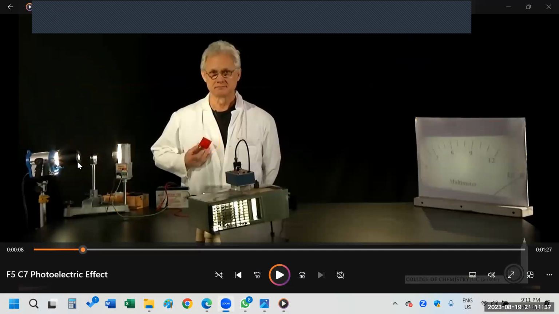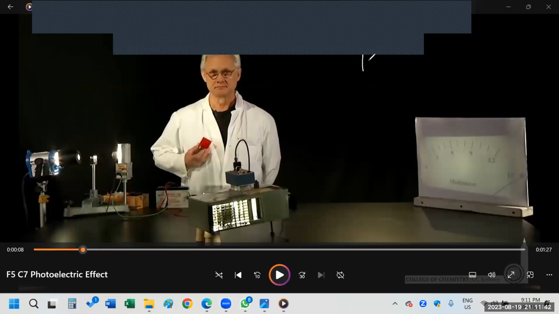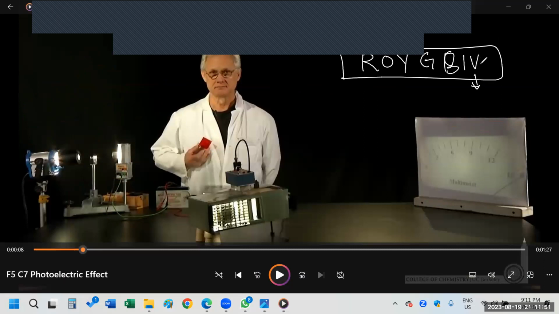Okay, so now this is using white light. White light means what? It has ROYGBIV: red, orange, yellow, green, blue, indigo, violet. So violet ray will have the highest frequency, means it will have the highest photon energy. Red light has the lowest frequency, means the lowest photon energy. So see what will happen if a red photon is shone on the metal.